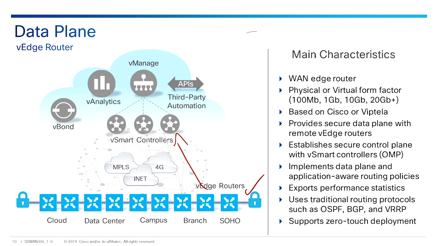Finally, vEdge routers are delivered in both physical and virtual form factors. Physical form factors are deployed as appliances with 100 meg, 1 gig, or 10 gig interfaces based on the throughput needs. The virtual form factor can be deployed in public clouds such as Amazon Web Services, Microsoft Azure, or as a network function virtualization on the virtual customer premises equipment platforms with the use of KVM or ESXi hypervisors.